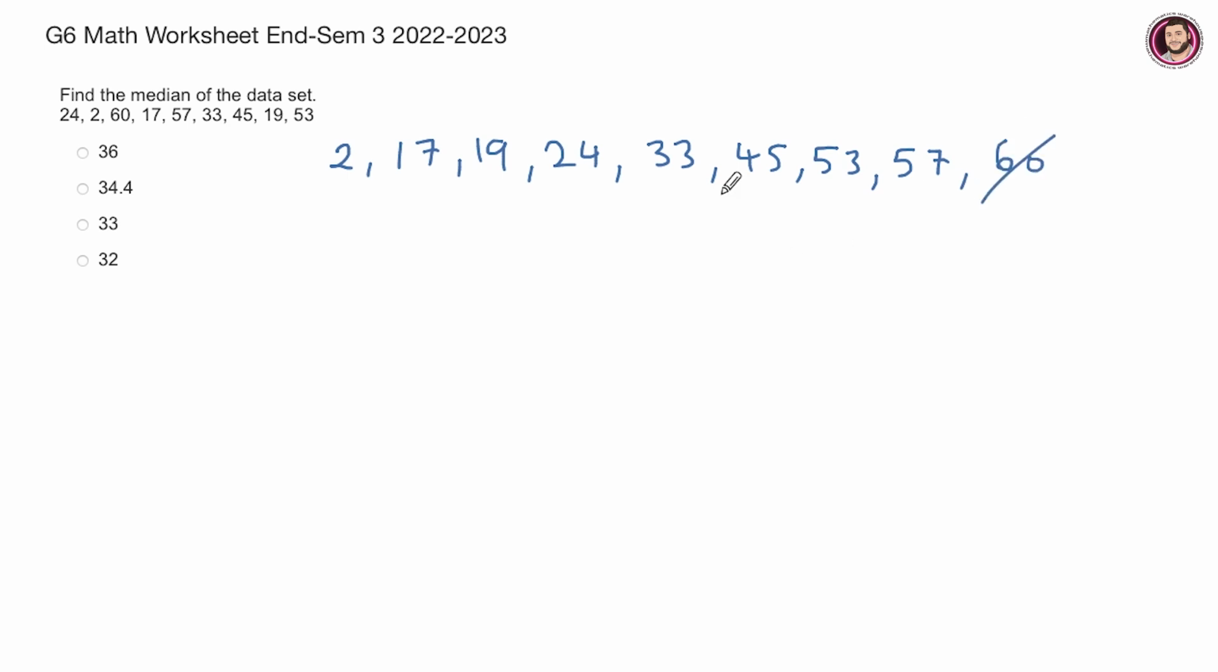Find the median of the data set. As we said, to find the median, the value is exactly in the middle. But the first step is to arrange the data set. So let us arrange. It will be 2, 17, 19, 24, 33, 45, 53, 57, 60. The one in the middle is the median. So here, the one in the middle is 33. The median is 33.